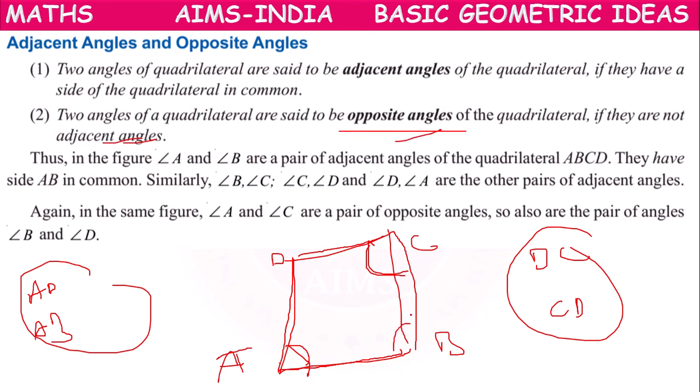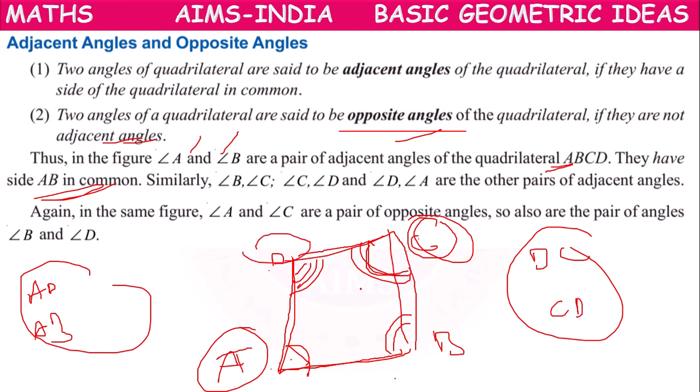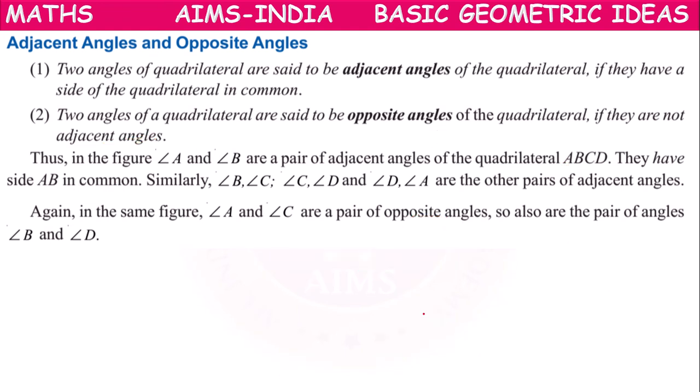So angle A and angle B are said to be adjacent in quadrilateral ABCD. They have side AB in common. Similarly, angle B, angle C adjacent; angle C, angle D adjacent; angle D, angle A adjacent. Whereas angle A and angle C are opposite, angle D and angle B are opposite angles. In this way, we have adjacent angles and opposite angles.